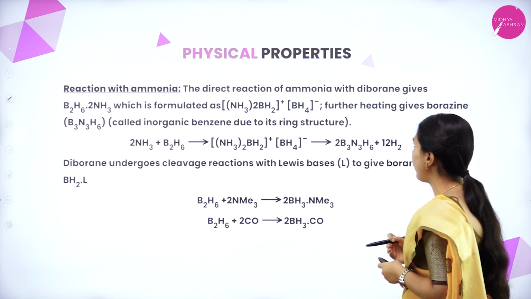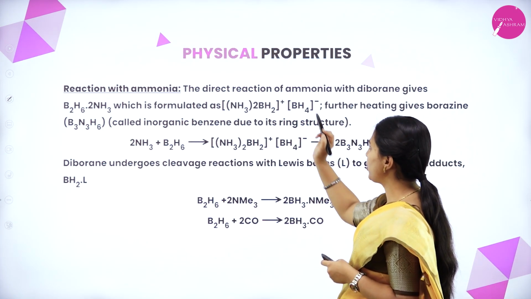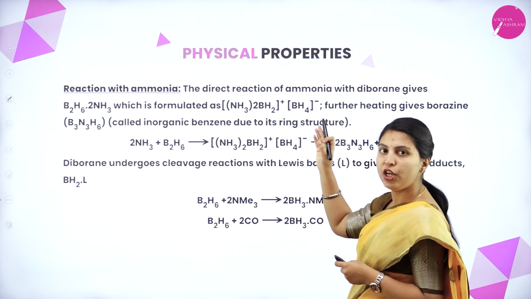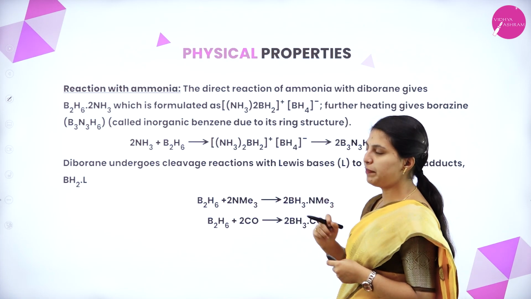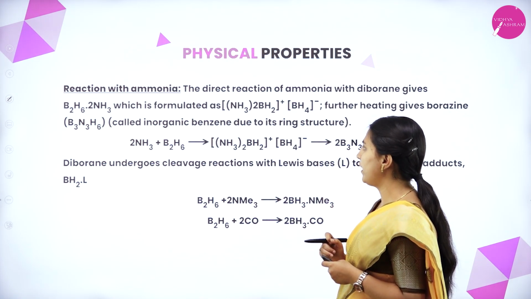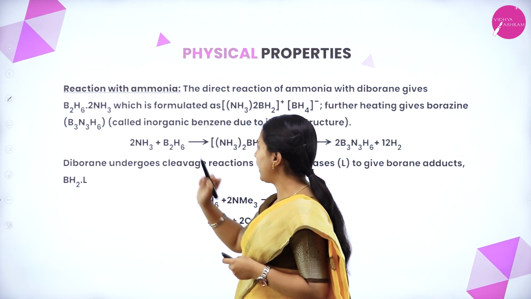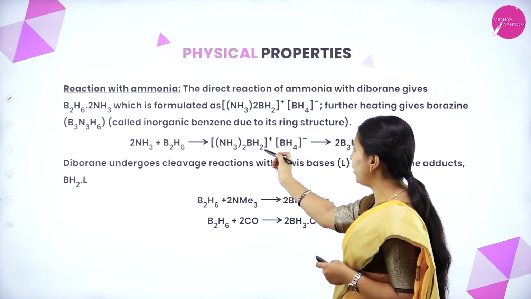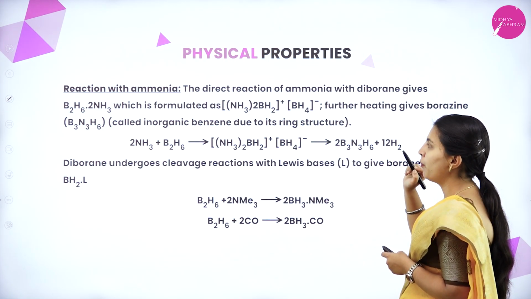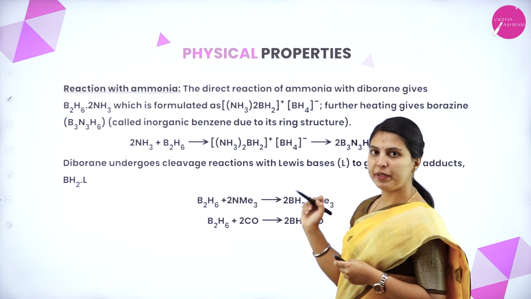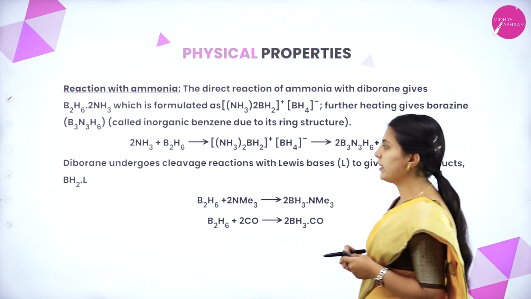The direct reaction of ammonia with diborane gives a product formulated as [BH2(NH3)2]+ [BH4]-. It has both cationic and anionic species. Further heating gives borazine, B3N3H6, called inorganic benzene due to its ring structure. See here, when diborane is reacted with ammonia, it will form cationic and anionic species as an intermediate. On further heating, it will give borazine, which is considered inorganic benzene due to its ring structure. Also, it will liberate hydrogen gas.